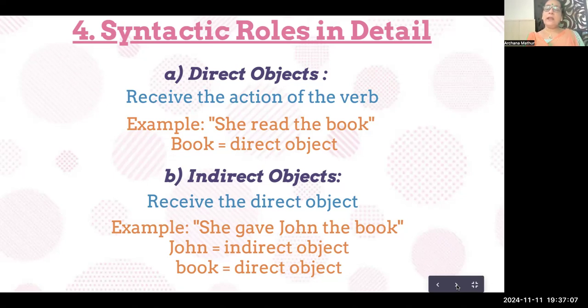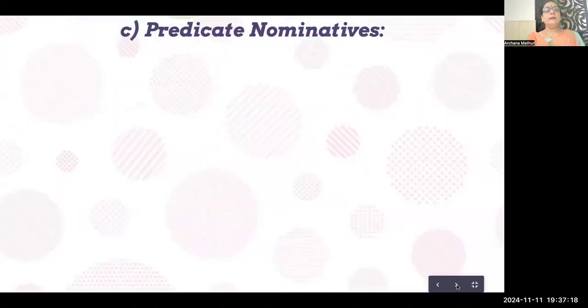She gave John the book. It can be rewritten: she gave the book to John. She gave the book directly to who? To John. So John will be an indirect object in both cases. Now this one and the next is going to be a little confusing, but I'll give you the differences. Now predicate nominatives, and we'll be doing the next one.